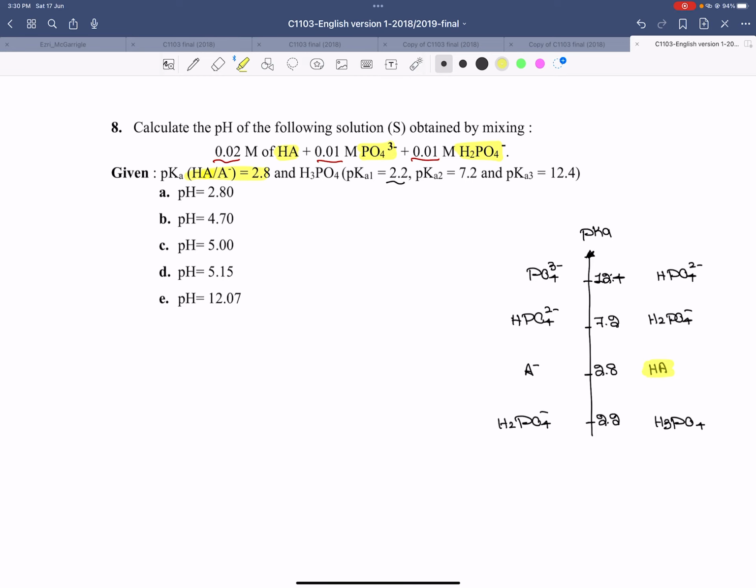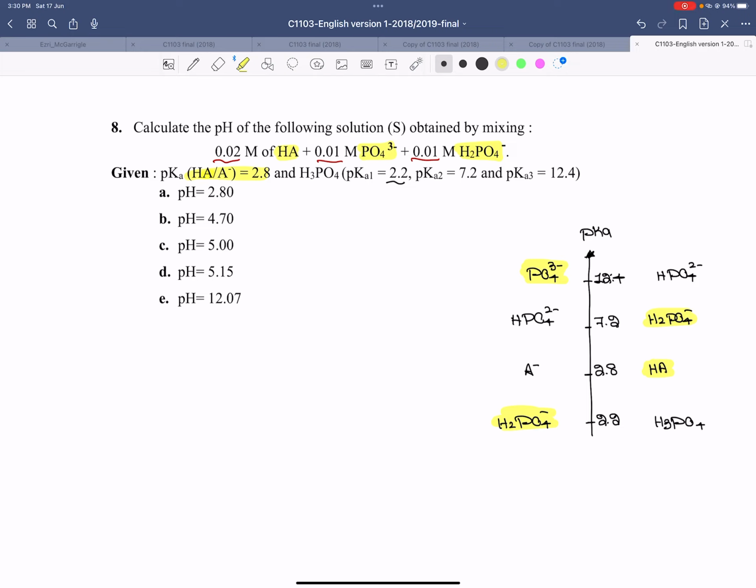Step 1. I'm going to highlight HA because this exists. I'm going to highlight PO4 3- because this exists. And I'm going to highlight H2PO4-. H2PO4- has 2 positions, one where it acts as an acid, one where it acts as a base.